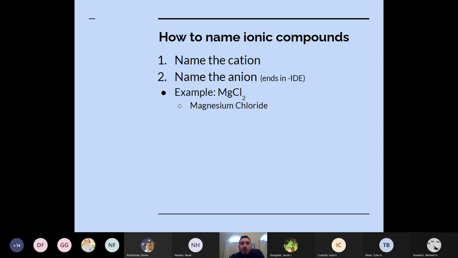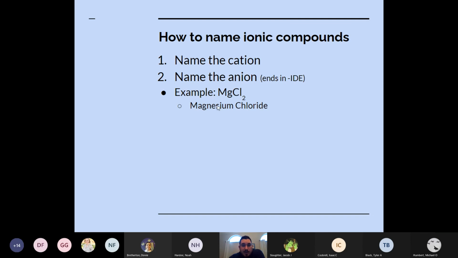You've probably heard the term carbon dioxide. That is not an ionic compound. That's a different type of compound that we'll talk about next week. But an ionic compound is just metal, non-metal, ide. If you look at this example here in this formula, there are 2 chlorines. The 2 is not part of the name. It's just magnesium. Again, the cation is just a metal.